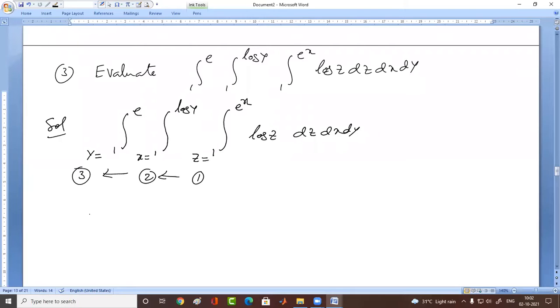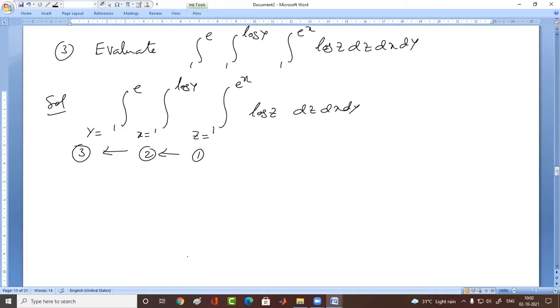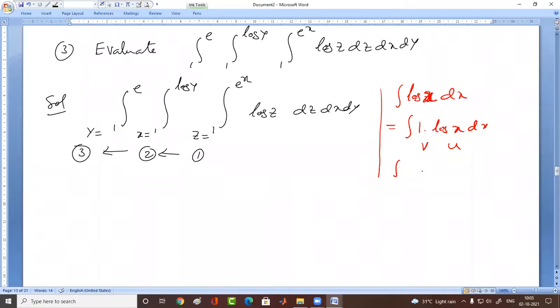Now what about the integral of log z? Go to rough work. If you know the formula, then it is okay. Otherwise, for the integral of log x dx, we will use 1 into log x and the uv formula. What is the integral of uv? u into the integral of v minus the integral of u dash into the integral of v. Here u is log x, v is 1.